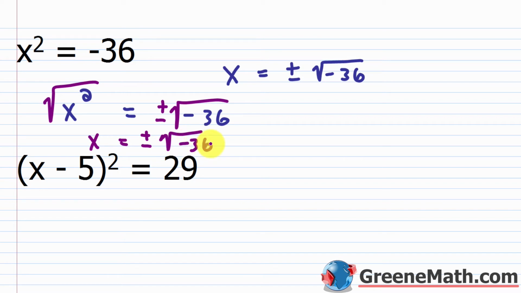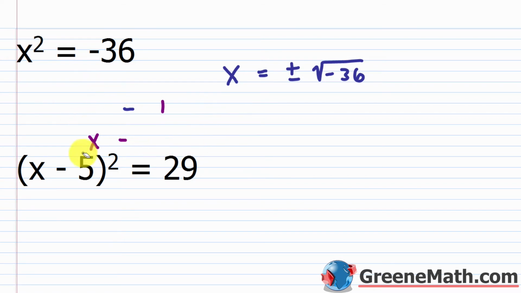But of course, we can simplify this. Let me erase this real fast. We know that if I have a negative under a square root symbol, I can pull that out as i, okay? So I can say this is x is equal to plus or minus i times the square root of 36.